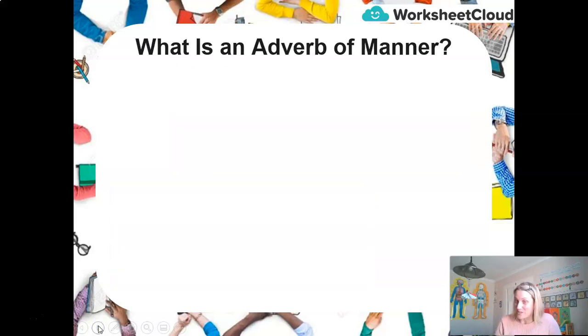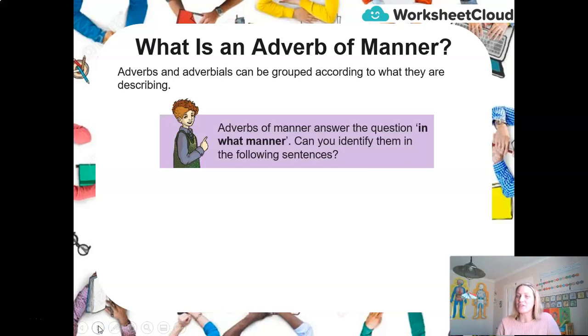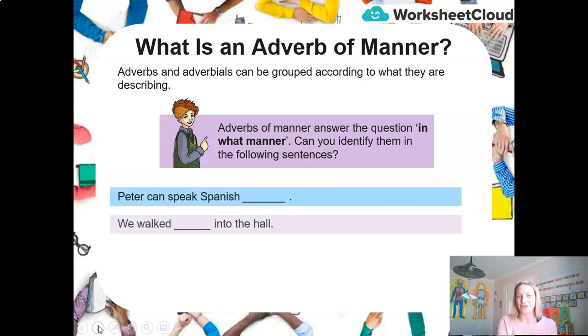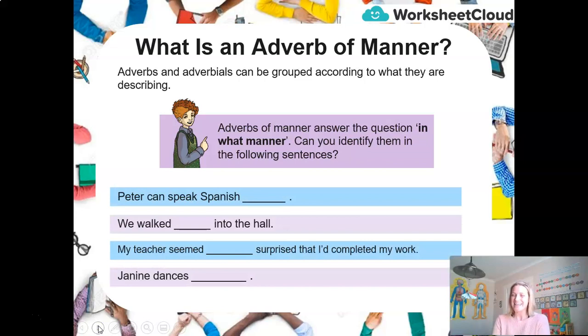What about adverbs of manner? Okay, so adverbs of manner answer the question, in what way, in what manner did something occur? So again, here I have for you 4 sentences. See if you can figure out the adverbs of manner that would fit into those sentences.